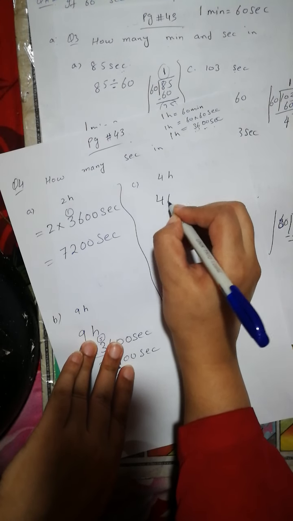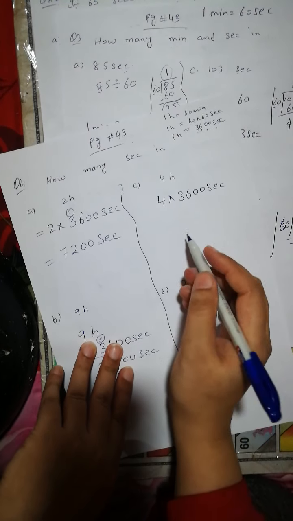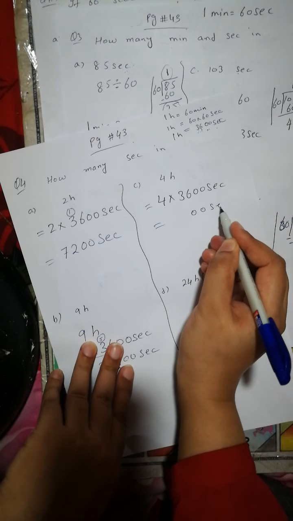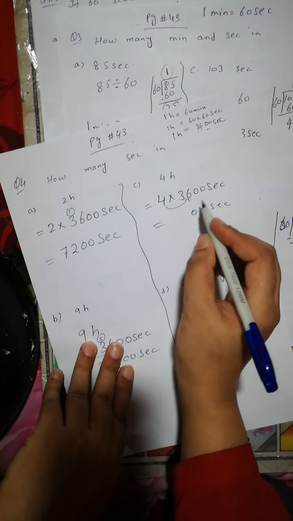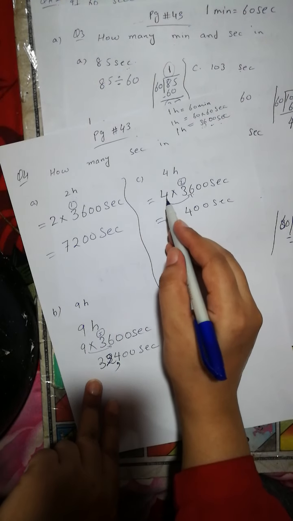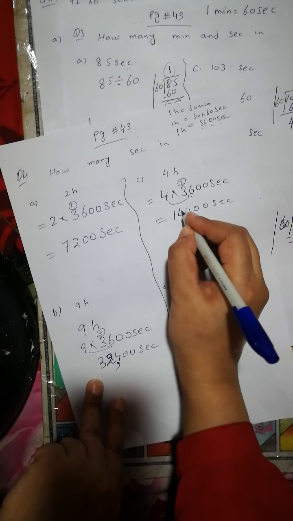4 hours at the place of hours, you will multiply with 36. So last 2 digits 0. Then 6 4 is the 24, 4 2 carry. 4 3 is the 12 plus 2, 14.